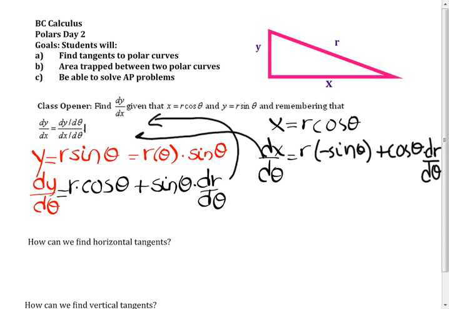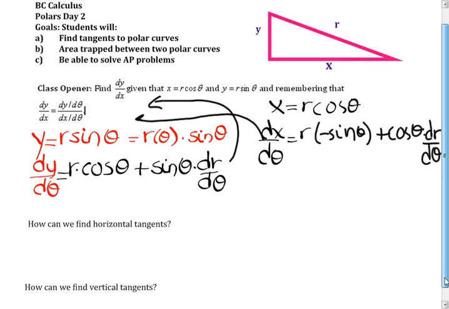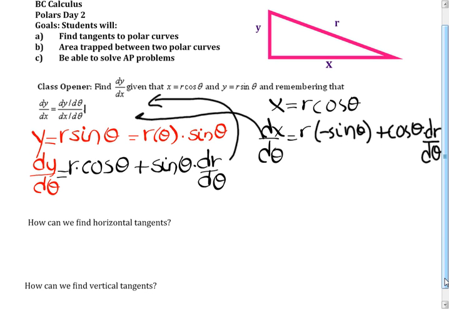I have to know a lot of stuff, though. Now, r is going to be a function of theta, usually. Maybe it's 1 plus the sine of theta. I don't know. But to me, it was like, oh, if I want to find that, just take the derivative of r. No, I don't.